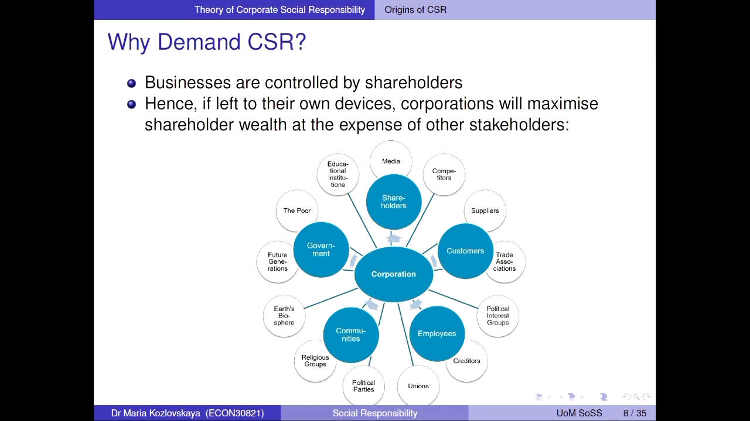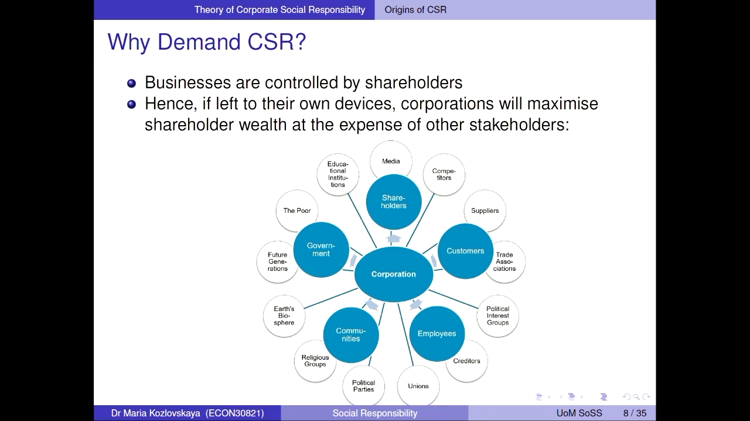And the main reason is that corporations by themselves, if left to their own devices, would maximize profit, or in the long term maximize wealth, which maximizes the well-being of their owners, of shareholders. But they will, and it was shown time and again in history that they will do it at the expense of other entities which affect and are affected by corporations. We call such entities stakeholders as opposed to shareholders, and the most severely affected stakeholders are customers, employees, communities, and the government.